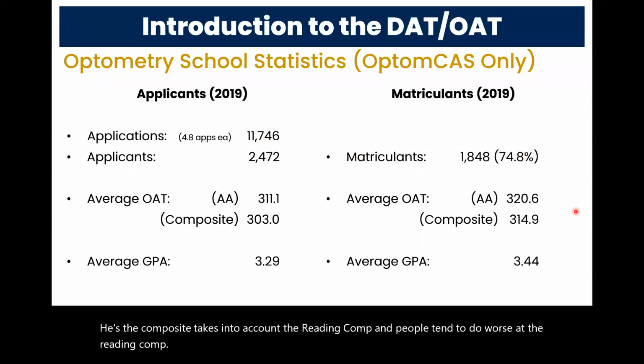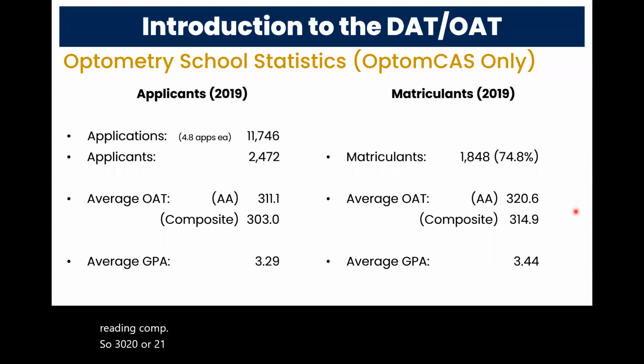So 20 or 21 for DAT, 320 for your OAT. Those are good, solid target scores.